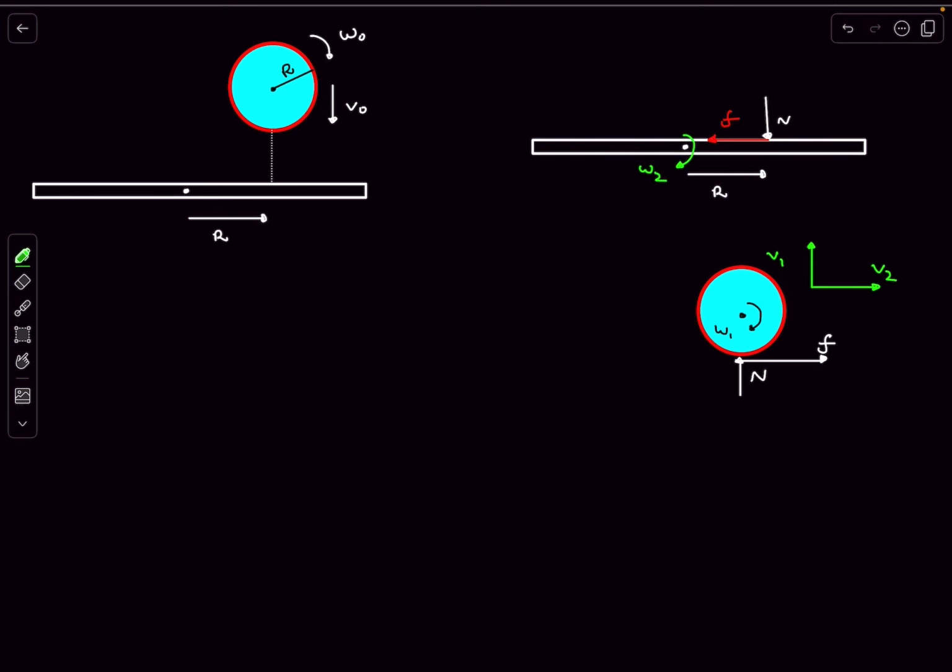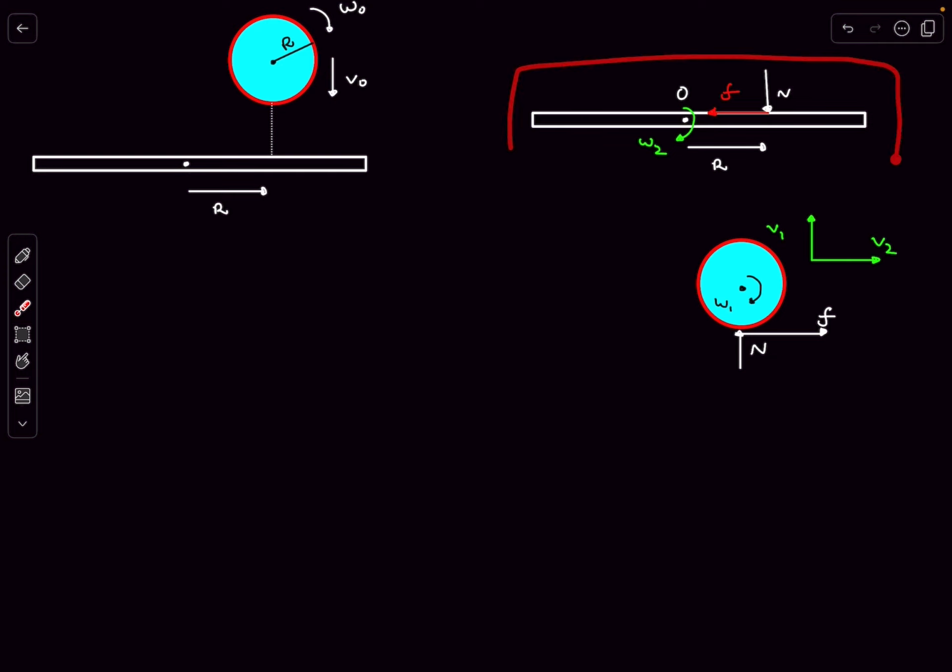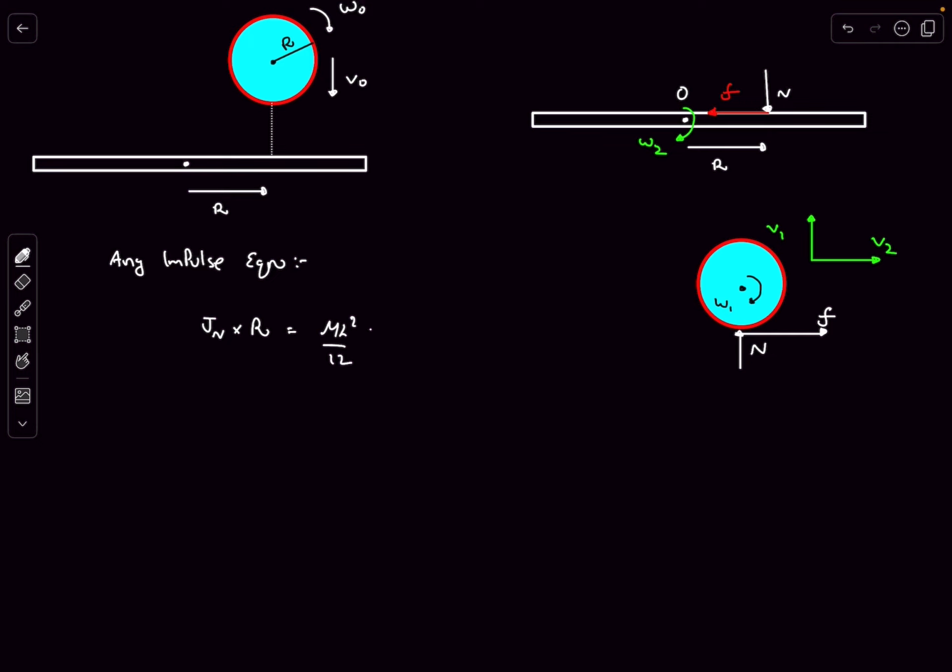Now let's write down some equations. The equation for the rod looks the easiest to write, so let's write down the angular impulse theorem for the rod. The only impulse that is changing the angular momentum is the impulse due to normal, right? So the angular impulse due to normal is the impulse due to normal times capital R, and this would be equal to the change in angular momentum about the point O, which is I omega 2, where I here is ml square by 12. So this will be equation number 1.